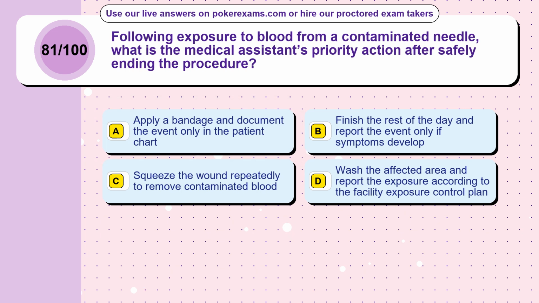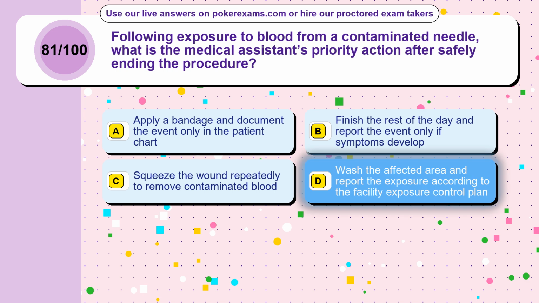Question 81. Following exposure to blood from a contaminated needle, what is the medical assistant's priority action after safely ending the procedure? Option A. Apply a bandage and document the event only in the patient chart. Option B. Finish the rest of the day and report the event only if symptoms develop. Option C. Squeeze the wound repeatedly to remove contaminated blood. Option D. Wash the affected area and report the exposure according to the facility exposure control plan.